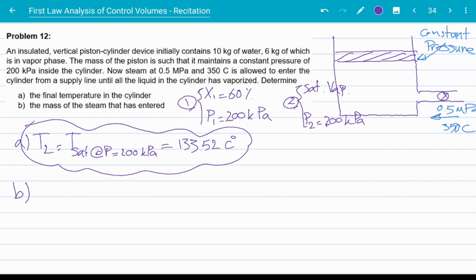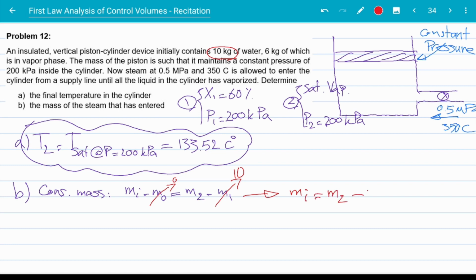Now let's move to part B. We're asked to find the mass of steam that has entered. So let's start with the conservation of mass. Mass coming in minus mass going out is equal to second mass minus initial mass. Like previous problems, there is no mass going out, so this term can be dropped. The problem explicitly says that initially we have 10 kilograms, so M1 is 10 kilograms. So I get Mi is M2 minus 10. So let's leave it at that.